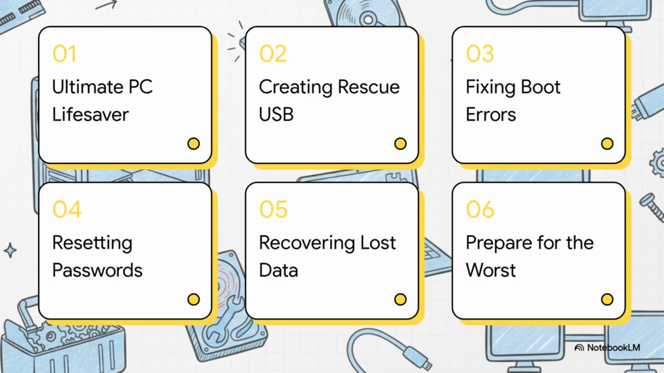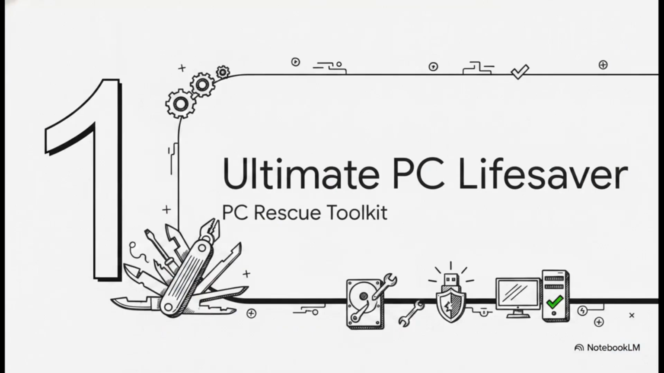Here is our roadmap for today. 1. The ultimate PC lifesaver. 2. Creating your rescue USB. 3. Fixing Windows boot errors. 4. Resetting forgotten passwords. 5. Recovering lost data. And 6. Prepare for the worst.